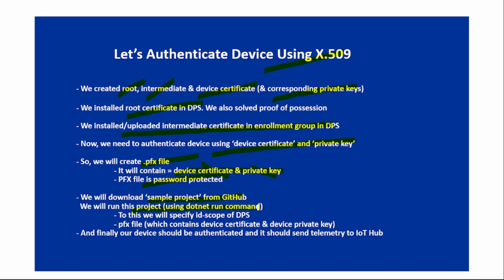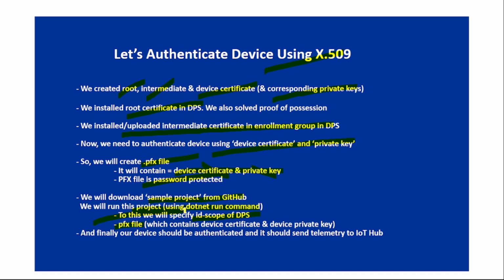And when we run this project, we will provide two arguments: the ID scope of DPS, which is the unique identifier for our DPS service, and then this PFX file. So again guys, remember in the PFX file we have the device certificate as well as the private key for that device certificate. So when we run this project, if that device certificate and private key are valid, then that device will be authenticated.